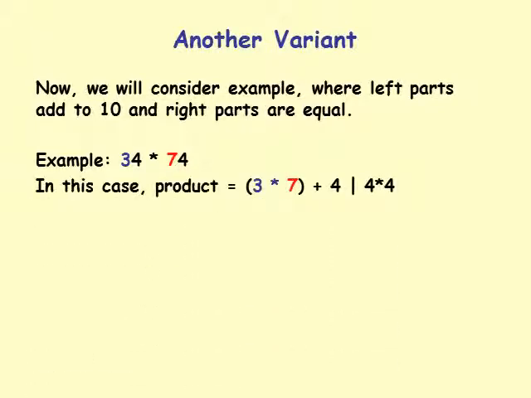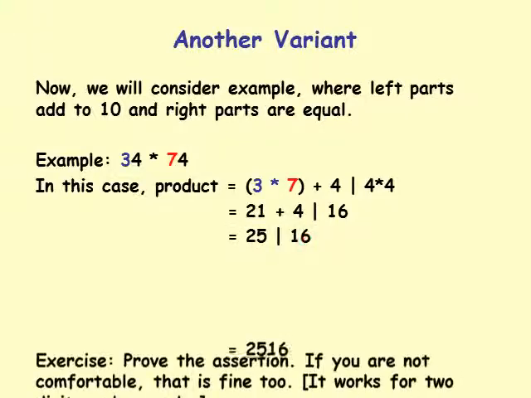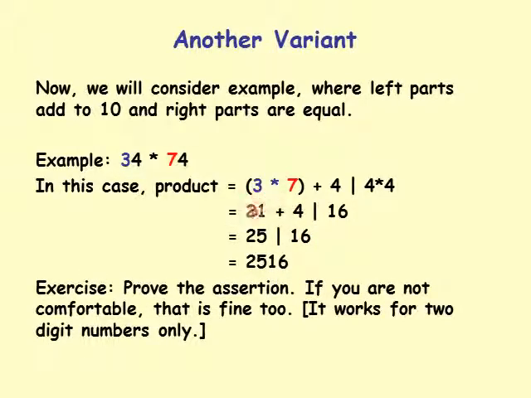Okay? So let's see what, in this case, the product is: 3 times 7, the parts on the left, plus the common part on the right, and that's the left part. On the right, it is 4 times 4. So either use 100 times that on the left plus the right part, or make sure there are 2 digits on the right. Let's continue here. So it's 21 plus 4 on the left, 16 on the right. It's 25, 16. On the left, it's actually 2500 plus 16, and because 16 has 2 digits, we can say 25 on the left and 16 on the right.